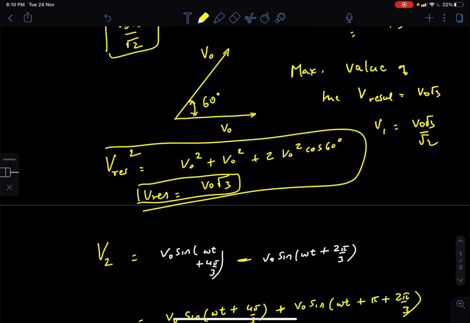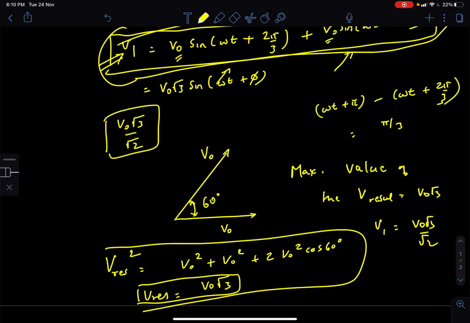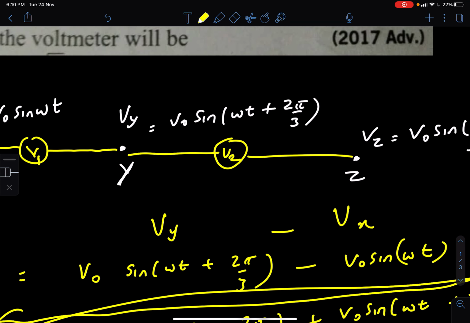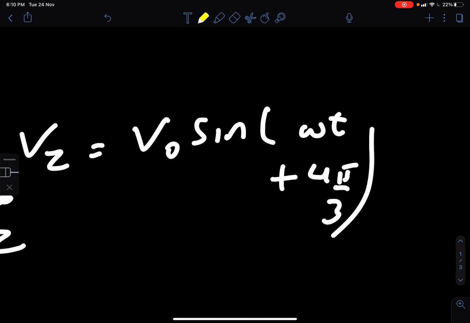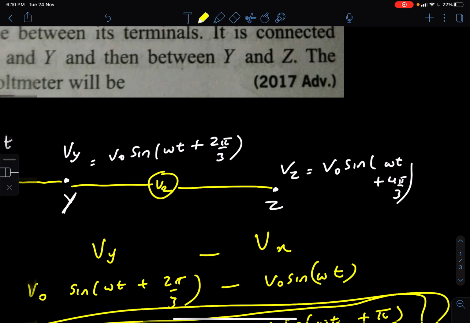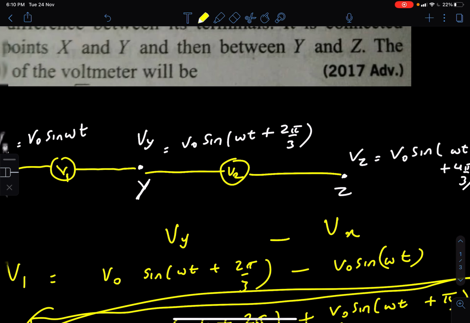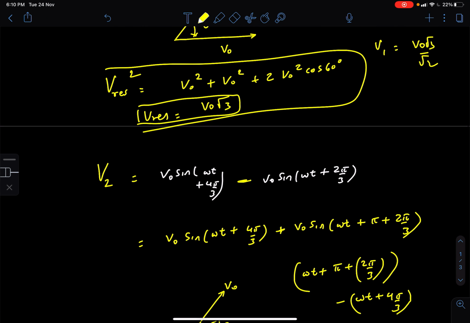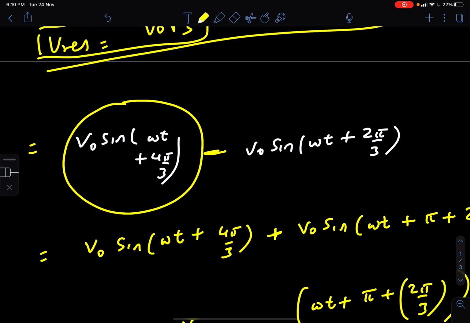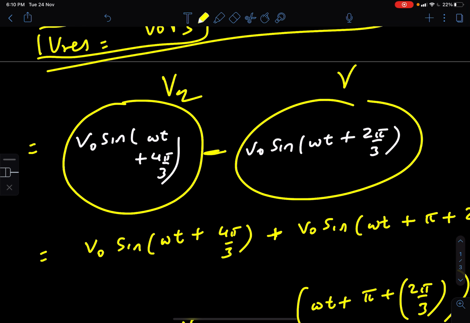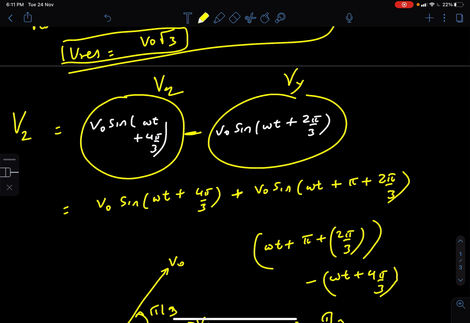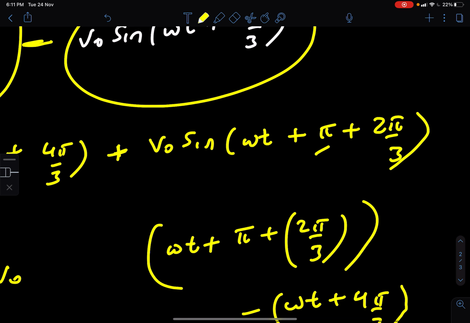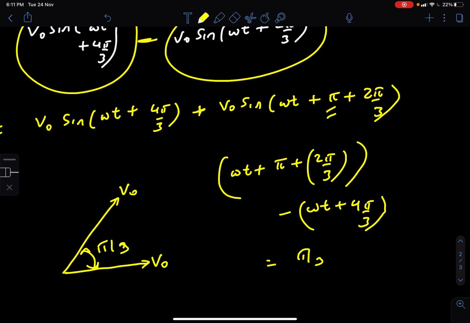Same way you can calculate v2 also. So what is v2? v2 is the potential difference between z and y, which is equal to voltage of z minus the voltage of y. Voltage of z is this, which is already given in the question. From here subtract the voltage of y. So that's what you will do. So this is voltage of z, and here we have the voltage of y. Again, to absorb the negative sign, what we can do is add pi into the argument of the sine function. So here we have added the pi, so it becomes like 5 pi by 3 kind of thing.